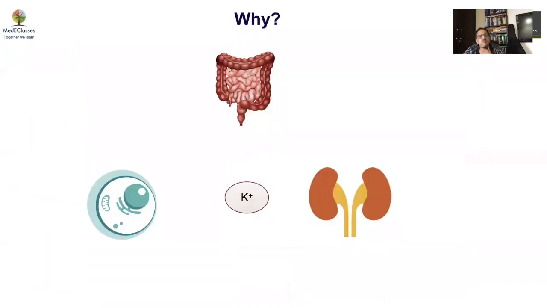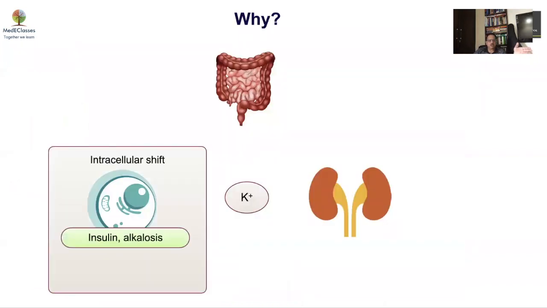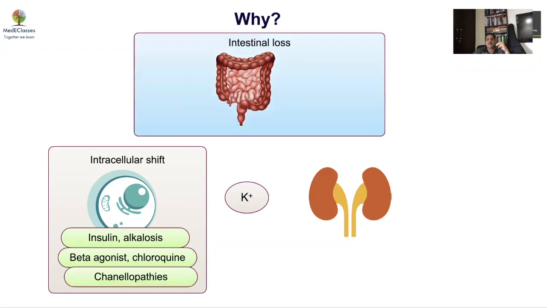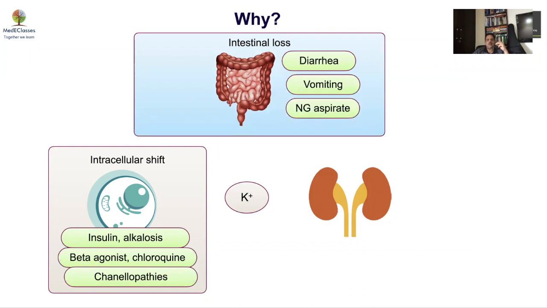Why does hypokalemia happen? You can have an intracellular shift, as we discussed, because of insulin, alkalosis, beta agonists, or chloroquine therapy. Some channelopathies can cause that. There could be an intestinal loss, particularly with diarrhea, vomiting and NG aspiration. The endocrine causes are largely because of renal losses.